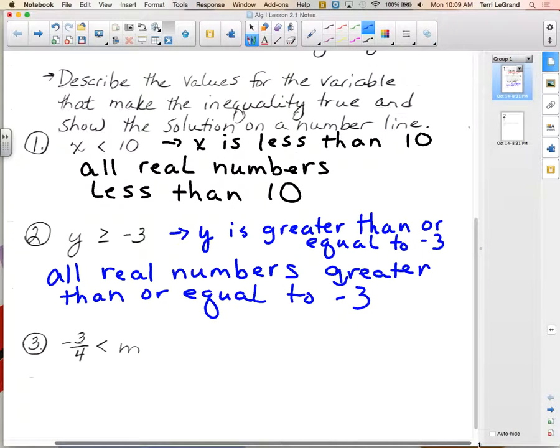So in number 1, all real numbers less than 10. We're going to make a line, and we're going to put a tick mark about in the middle of it. We don't need 0, by the way. We always feel like we have to have 0 because 0 kind of feels like the middle of the number line, doesn't it? But you don't have to have that. 0 is always on the number line, but doesn't have to show.